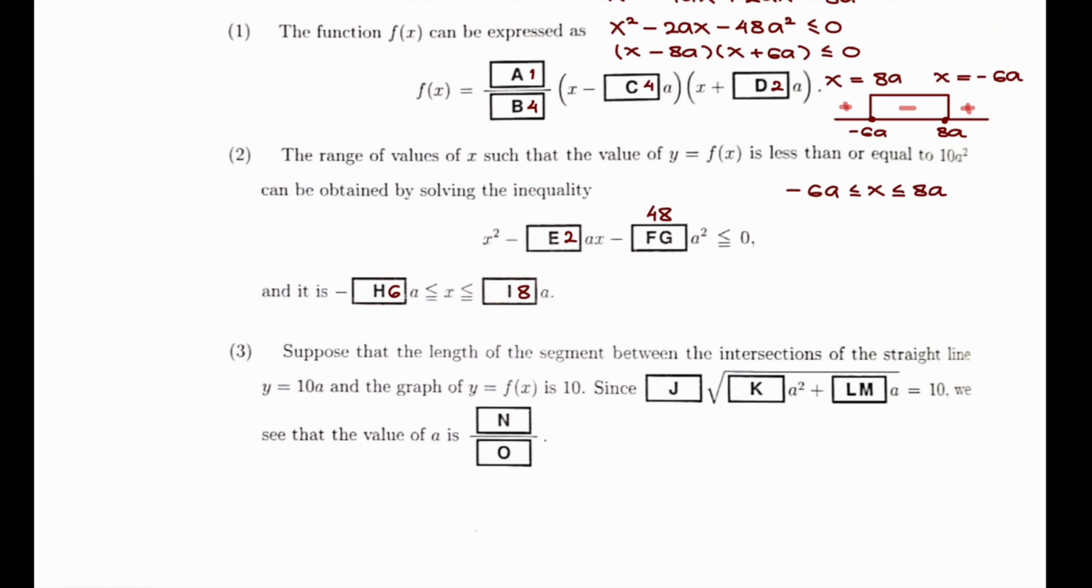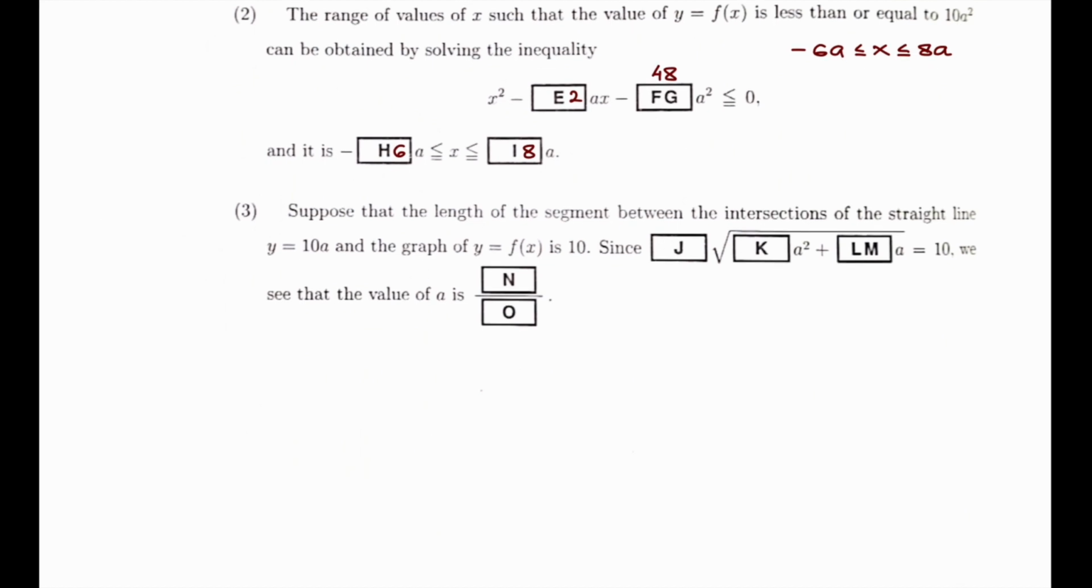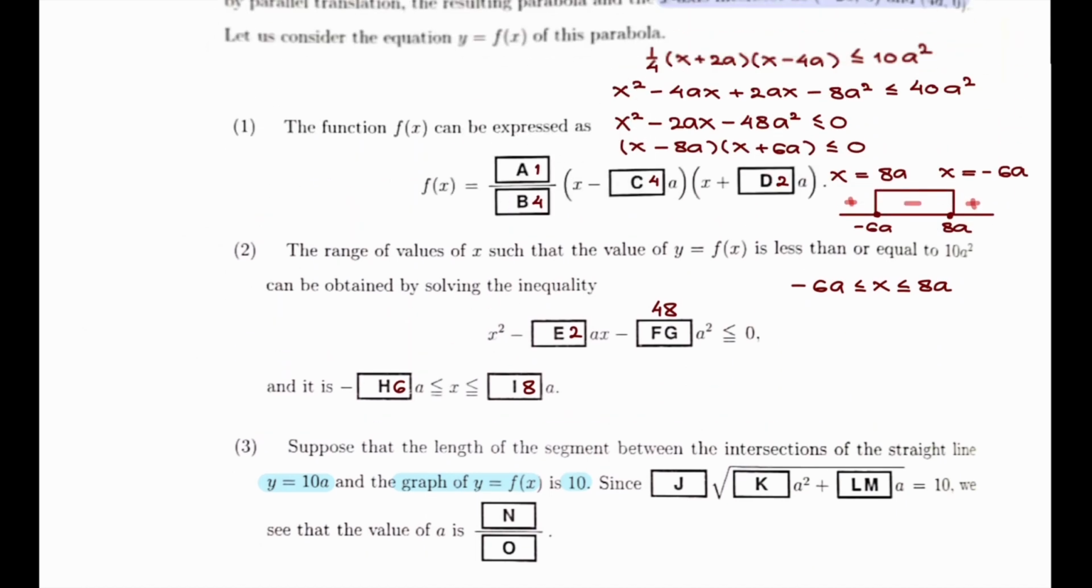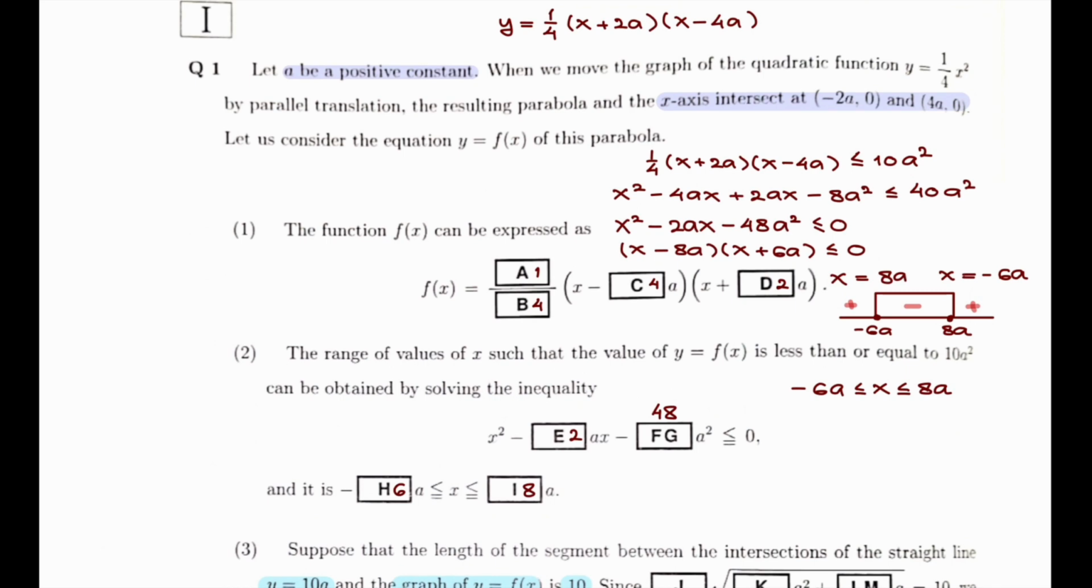And then the final question for number 1: suppose that the length of the segment between the intersections of the straight line y equals 10a and the graph is 10. So if I give you an illustration, I have an open upward parabola, since the coefficient of x squared is positive, yeah. So I have a concave upward parabola.